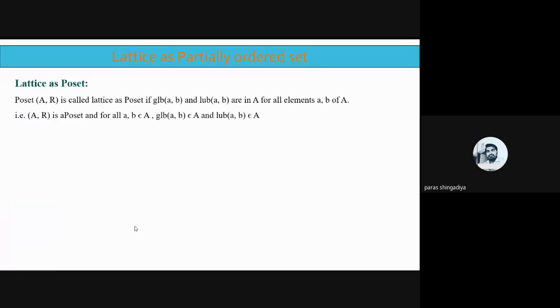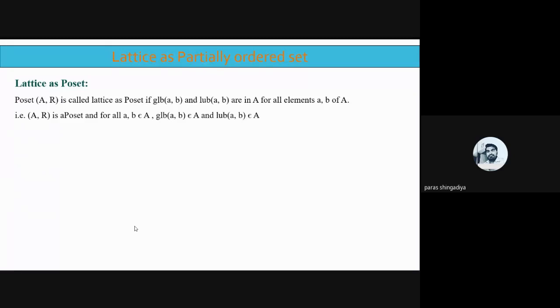GLB means greatest lower bound and LUB means least upper bound of all pairs which are included in the given set A. If the answers of GLB and LUB again belong to A, then we can say that (A, R) is a poset, but we can also say it is a lattice as a poset.